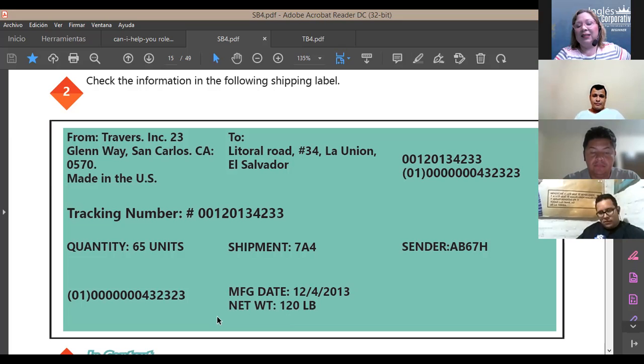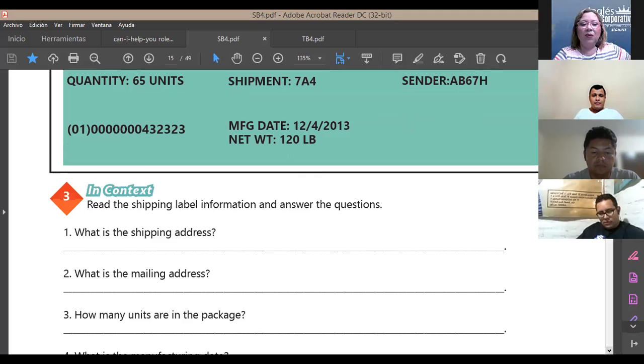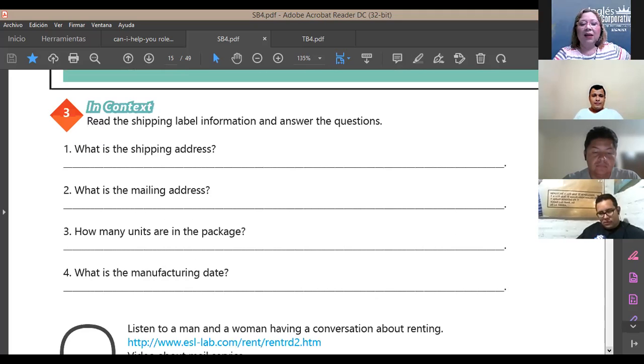And what's the weight? 120 pounds. Very good. Okay. So let's go to the activity right below. It says, read the shipping label information and answer those questions. Ok, vamos todos a resolver estas preguntas. A ver, para la primera, 30 segunditos y me dan la respuesta.